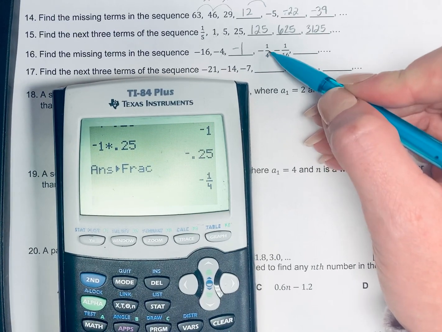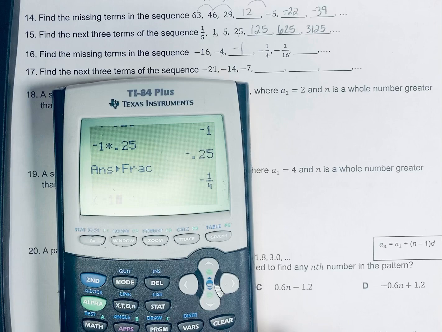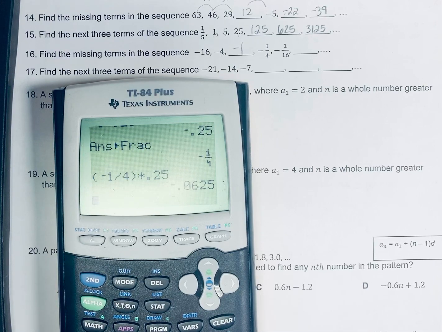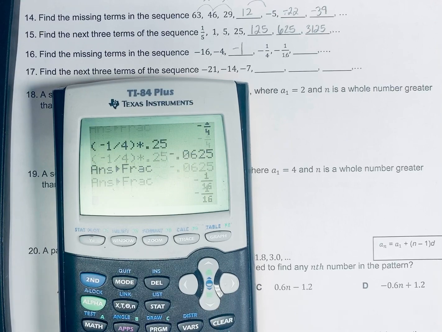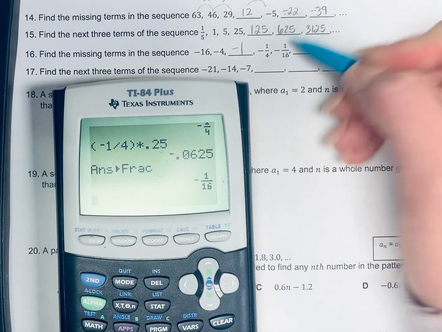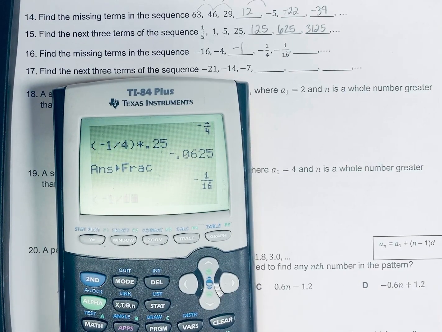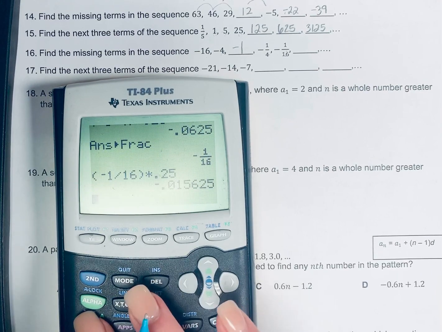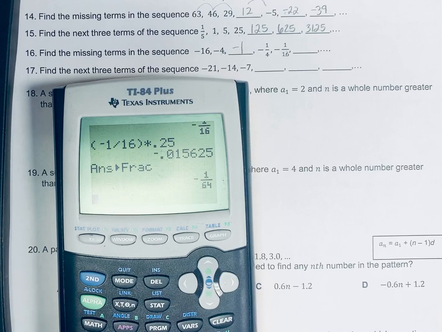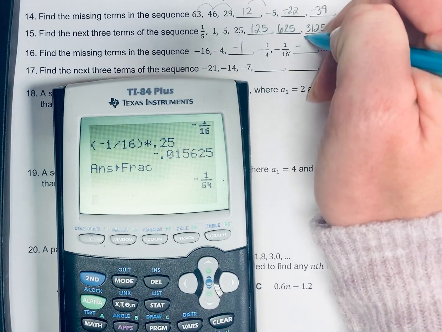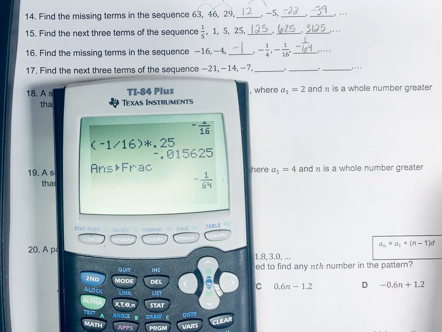Yes. Okay, so then let's multiply negative 1/4 times 0.25. Math enter. 1/16. Okay, now let's take negative 1/16 and multiply by 0.25. Math, enter, negative 1/64. So that would be that last one.